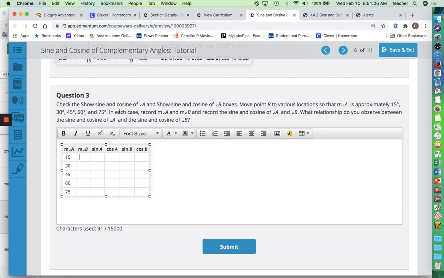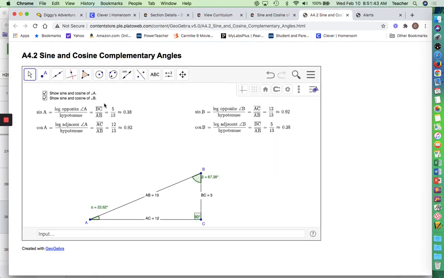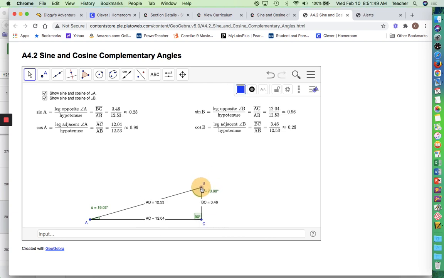All right, so in each case, record angle A and angle B, record the sine and cosine of angle B, and what's the relationship you observe? Okay, so I need to change this so angle A is reading 15. I'm going to have to come up here and move. I'm looking for this to be 15, or as close to 15 as I can get. Oh, there's 15.03. I will take it.